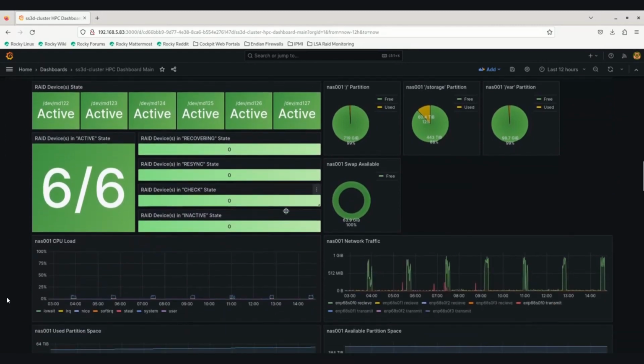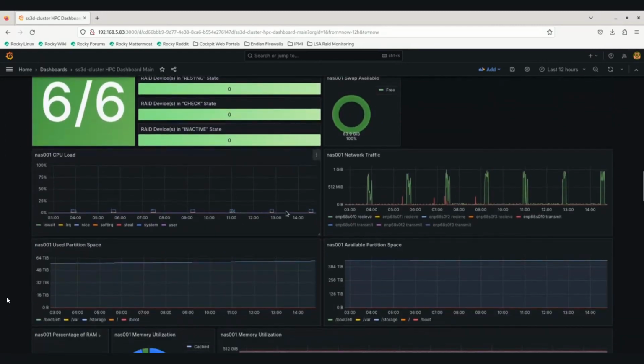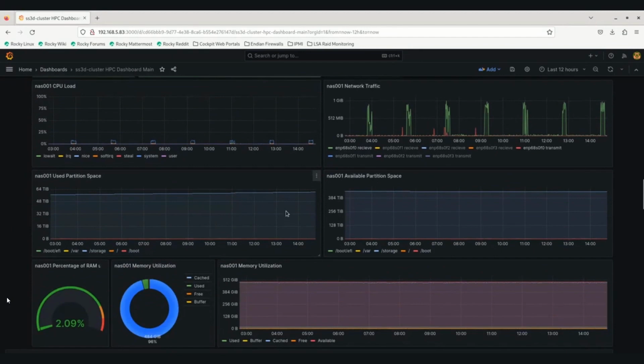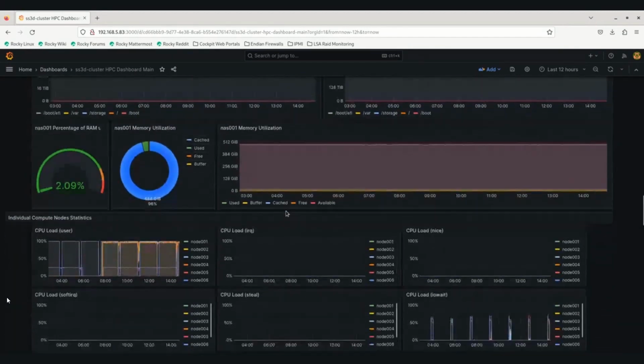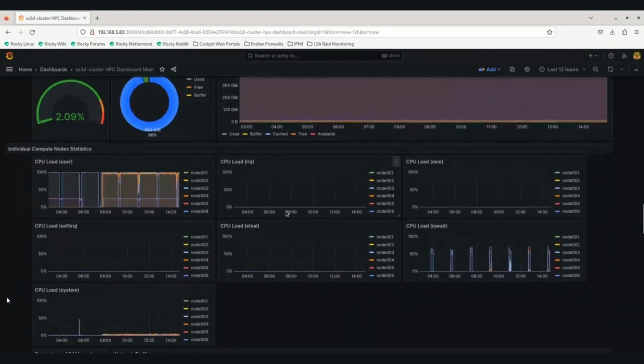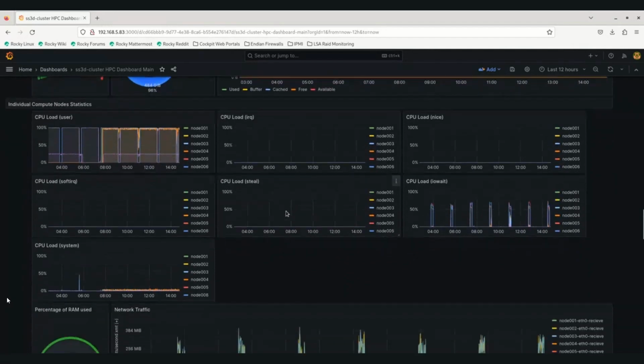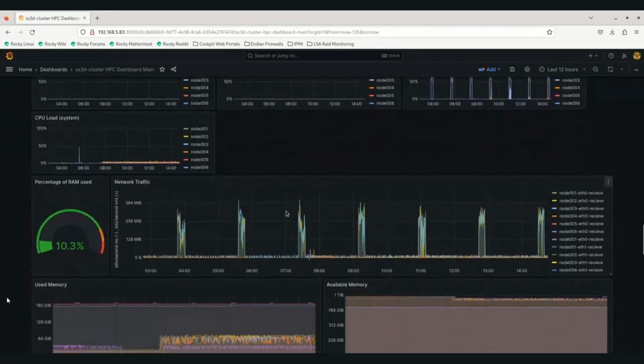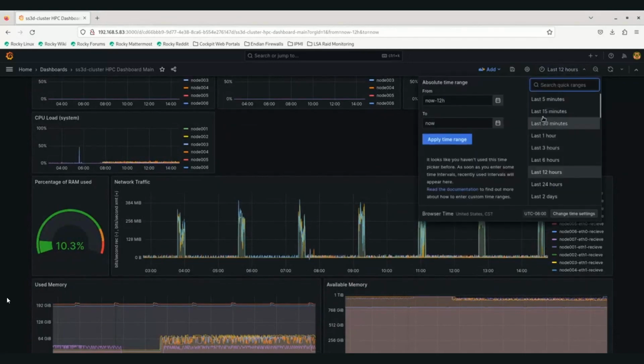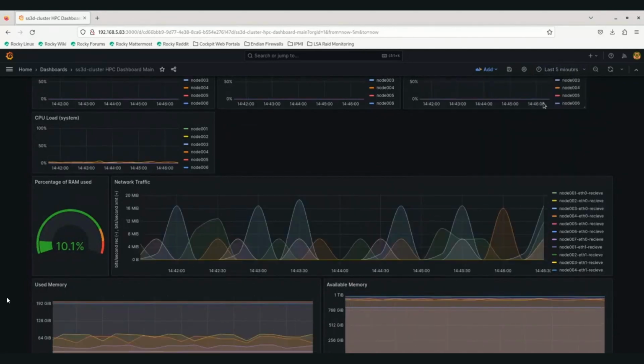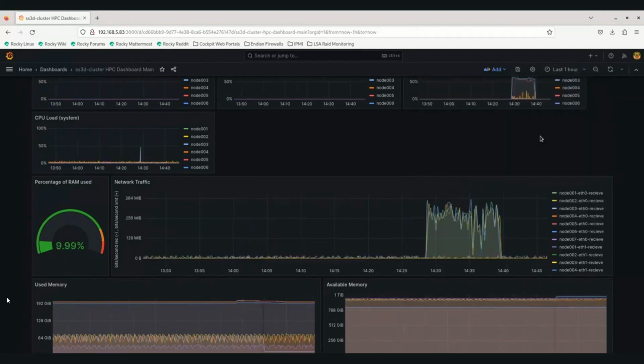The health of the storage, RAID devices. Individual compute node loads. Percentage of memory in use. Over various time periods, you can see the load.